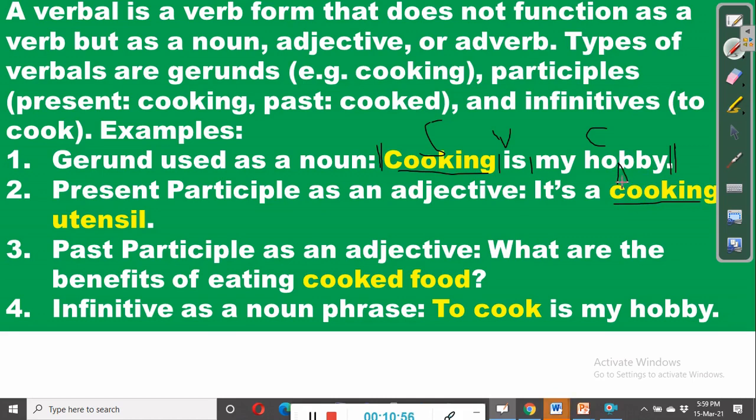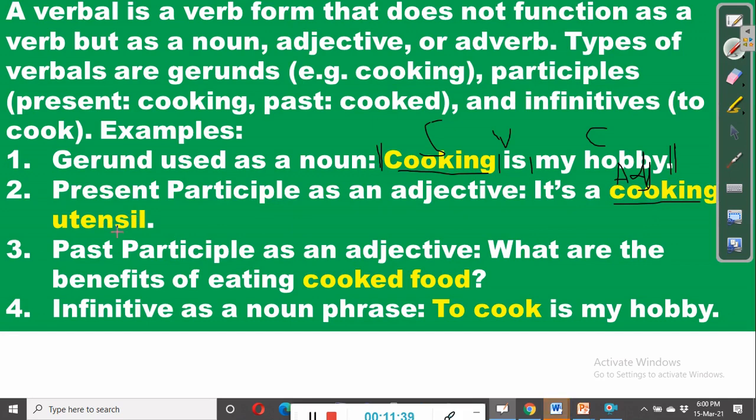Now, why do we say it is used as an adjective here? Of course, this is J, adjective. Now, you know that when we say it is a cooking utensil, this is a noun phrase. Utensil is a noun because it's the name of a thing, what you use to cook. So now we can say it is a utensil, and then we omit cooking.